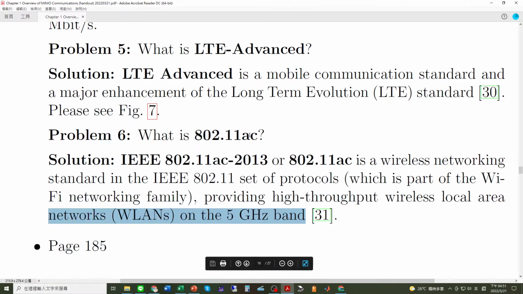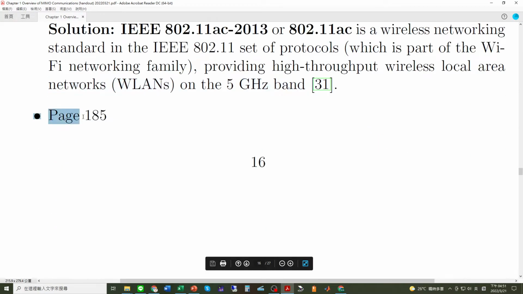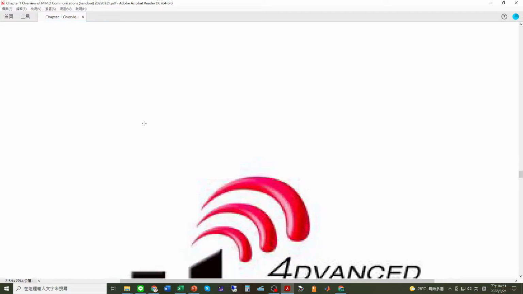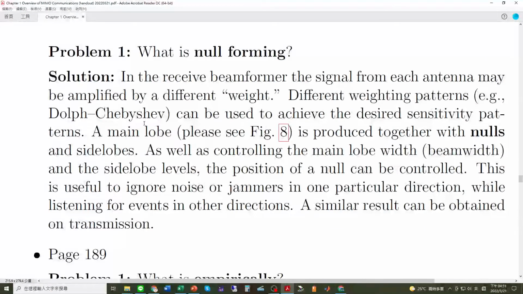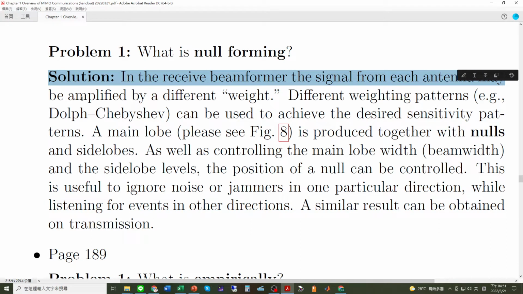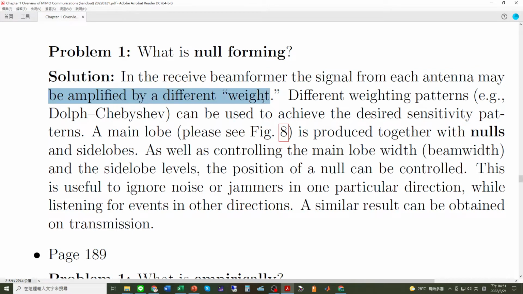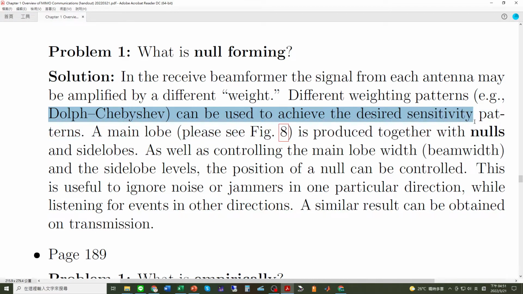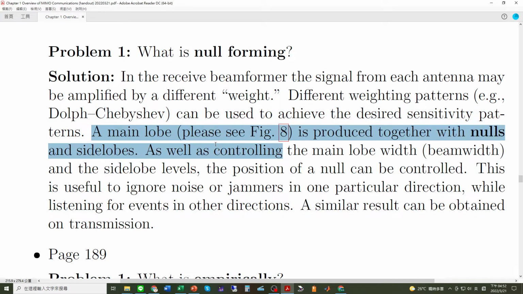Please see the handout. Okay, page 185. Problem 1. What is null forming? Solution: in the receive beamformer, the signal from each antenna may be amplified by a different weight. Different weighting patterns, for example, Dolph-Chebyshev, can be used to achieve the desired sensitivity patterns. Okay. A main lobe, please see figure 8.